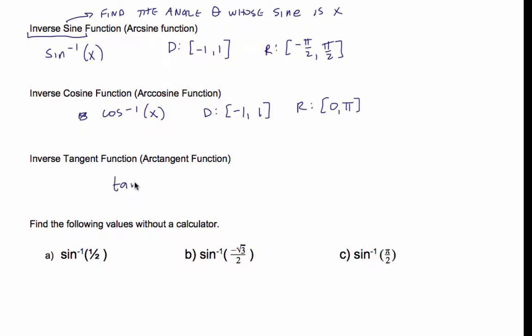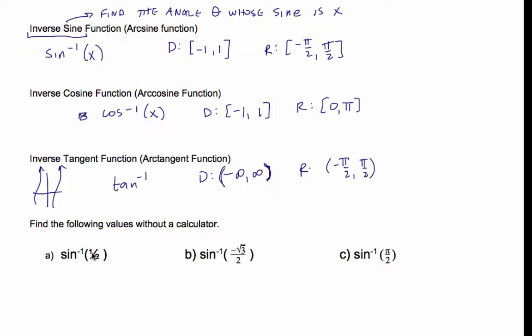Inverse tangent, tangent inverse, has a domain of negative infinity to infinity, and that should be parentheses, because the range of the tangent function is all real numbers. Remember that graph looks like this. It's got these things that go into infinity. My range here is going to be between negative pi over 2, not included, and pi over 2, also not included. To find values without using a calculator, I use my unit circle or my knowledge or a combination of both.